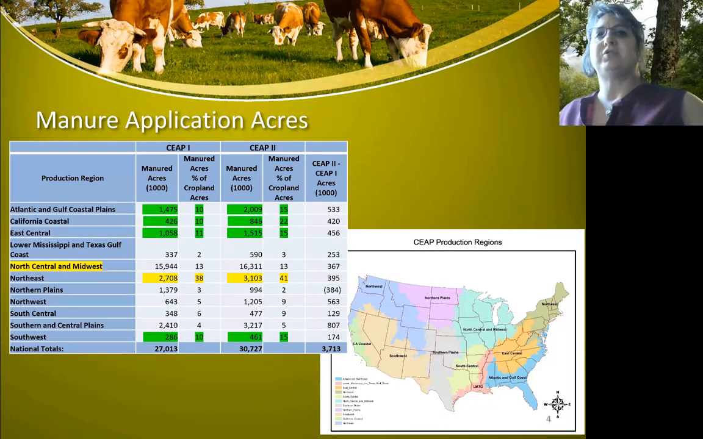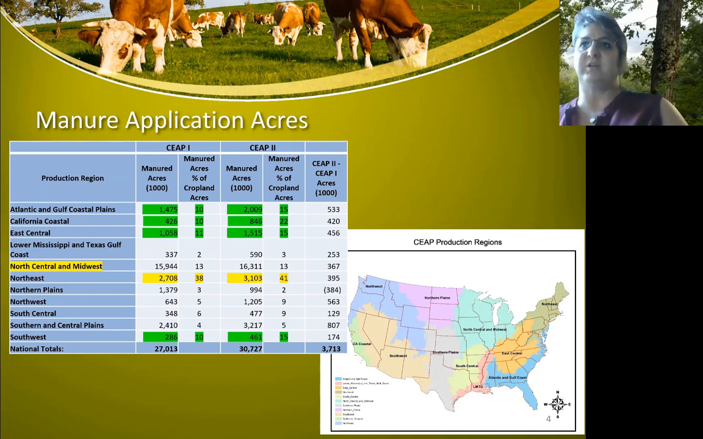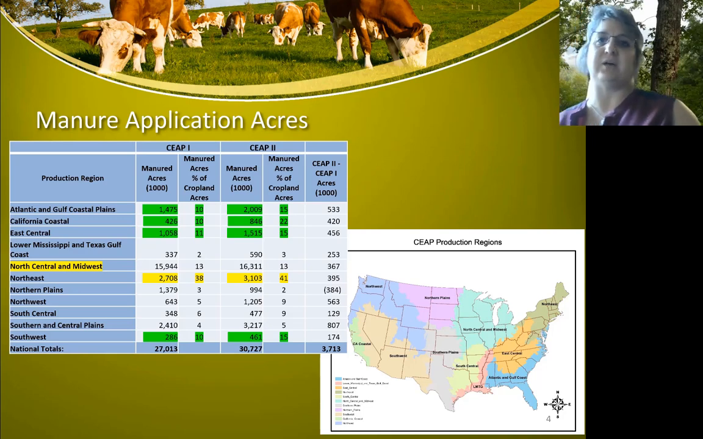So when we look at the acres with manure application, the North Central and Midwest region remain the number one region in terms of total acres. However, in terms of the percent of cropland acres in the region, the Northeast region applies manure to nearly 40% of their cropland acres. Also, between those two time periods, we saw a fairly decent increase in the percent of acres receiving manure in the Atlantic and Gulf Coast coastal plains, the California coastal region, East Central, and even in the Southwest region.